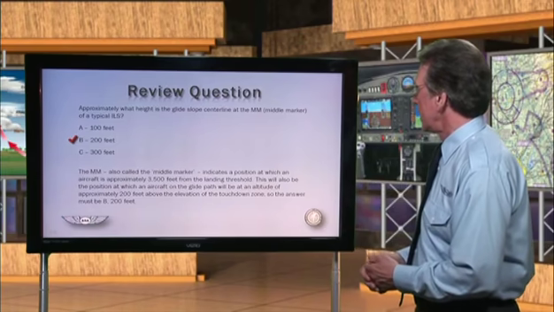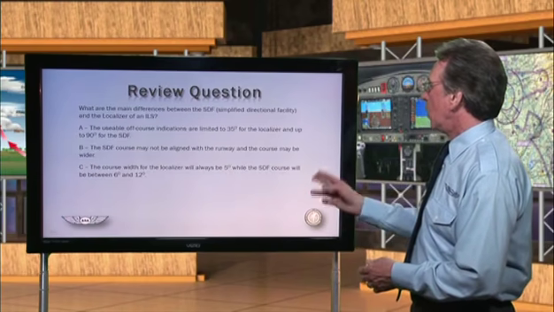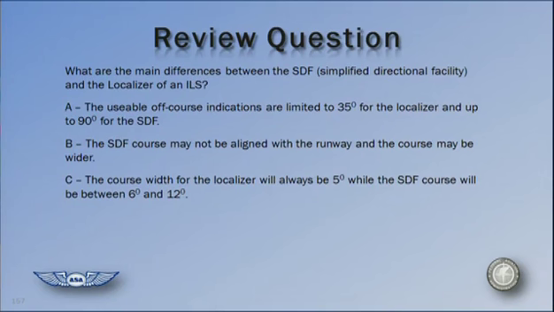All right, our final question in this review. What are the main differences between the SDF, or Simplified Directional Facility, and the localizer of an ILS? The main differences, A, B, or C?